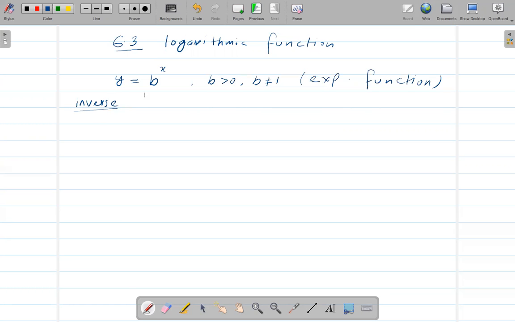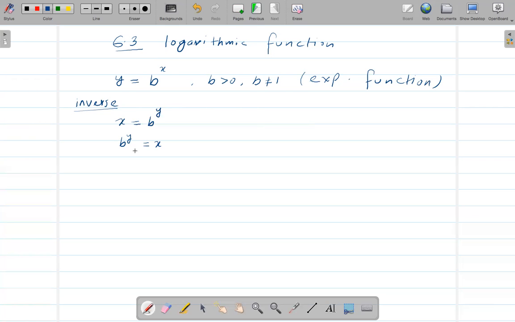Now to find the inverse of this function, the first thing I can do is change y to x and x to y, or basically interchange y and x. Or let me just write it like this: b to the power y equals x. Now we need to solve for y. We still have an exponential function, because we still have b as the base.